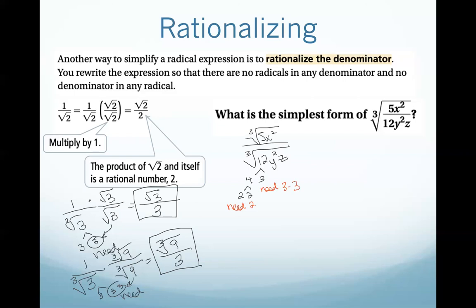I have 2 y's, so I need a y. And I have 1 z, so I need 2 more factors of z. I'm going to take all of those things that I need. I need 2 times 3 times 3 times y times z squared, which is 18yz squared. Those are the factors that I need, and I'm going to multiply that in the numerator and the denominator.